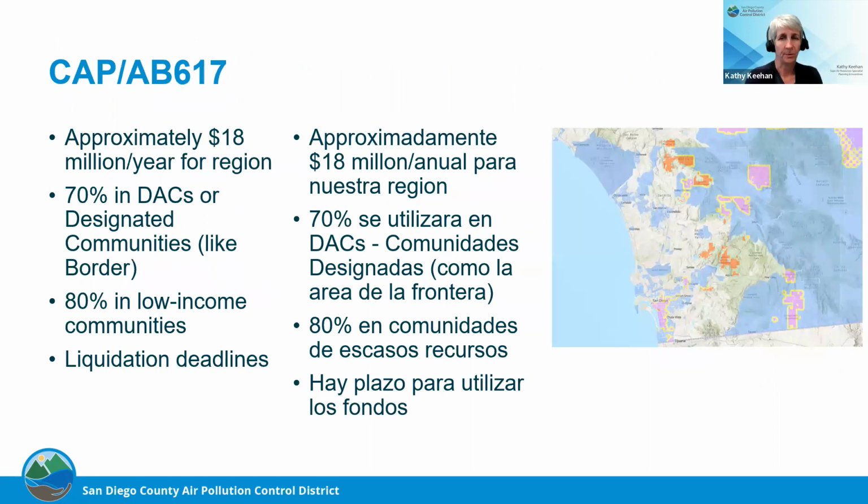So for the San Diego program, we receive approximately $18 million a year for incentive funding for AB 617 to spend region-wide throughout the county of San Diego. The state guidelines for the program require at least 70% of that funding to be spent on projects that benefit disadvantaged communities that are defined by the state or designated communities like the international border. 80% of the funding must be spent on projects that benefit low-income communities as defined by Assembly Bill 1550. That's the blue areas on this map.